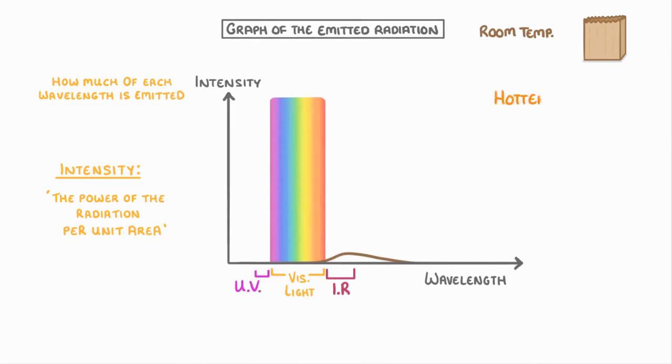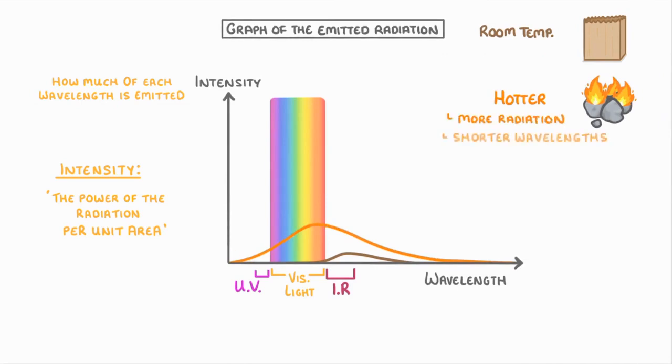If we took a much hotter object though, like a piece of burning coal, then its curve would be shifted up and to the left, meaning that it emits more radiation overall, and that it emits shorter wavelengths than the bag. For an even hotter object, like the sun, it would be shifted up and left even more.